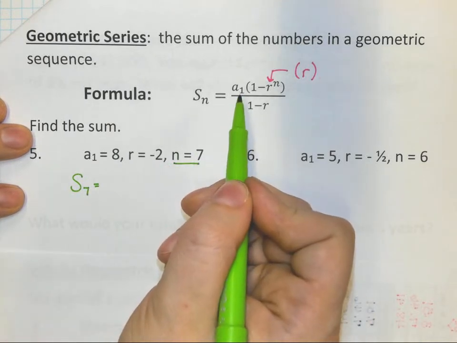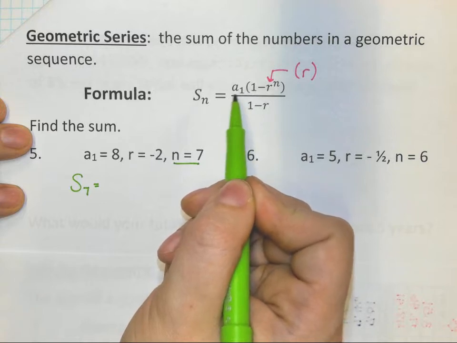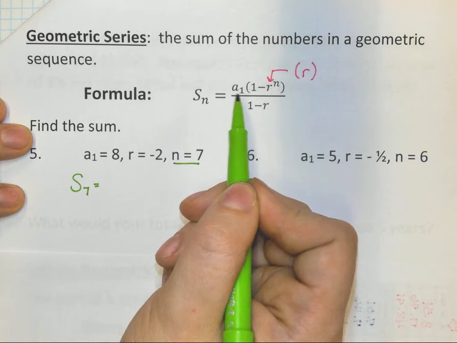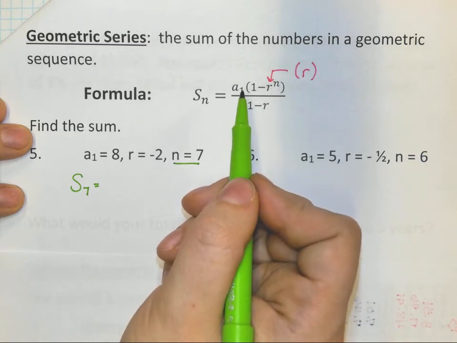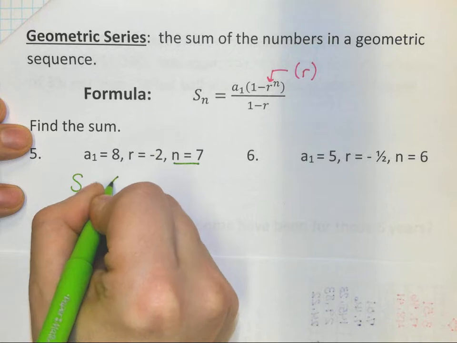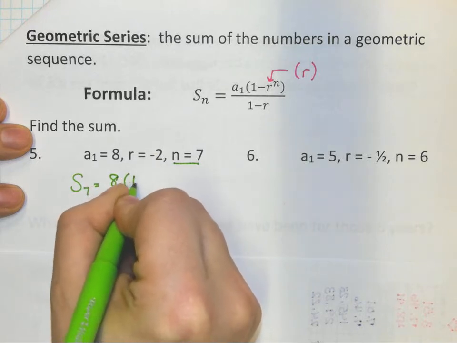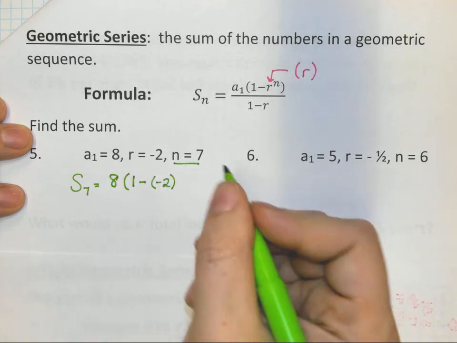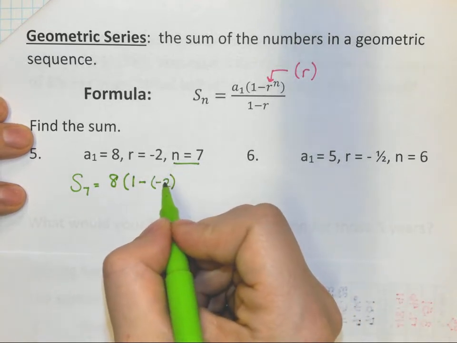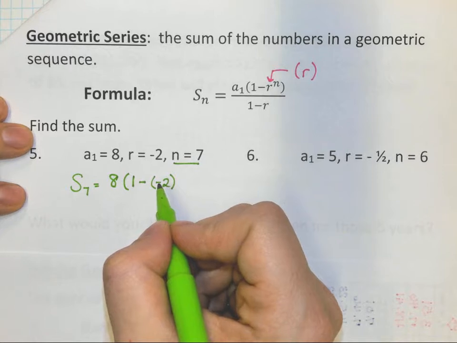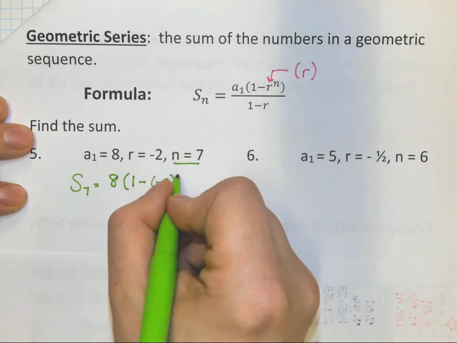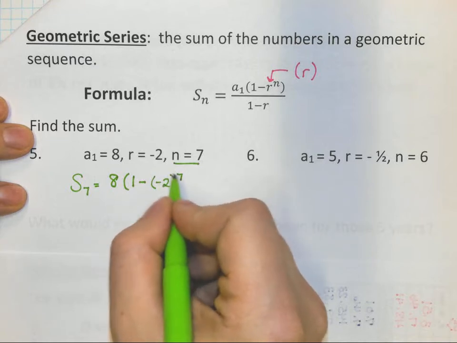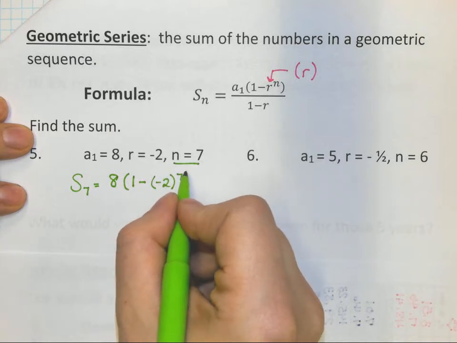what goes first? It's just a matter of putting things in the right place. What goes first? 8. Times 1 minus, and this is why you need parentheses. Negative 2. Do not just automatically say, oh, a negative and a negative is a positive. Yes, that's true, but because this 2 has a power to it, that could be a positive number or a negative number depending upon what the power is.